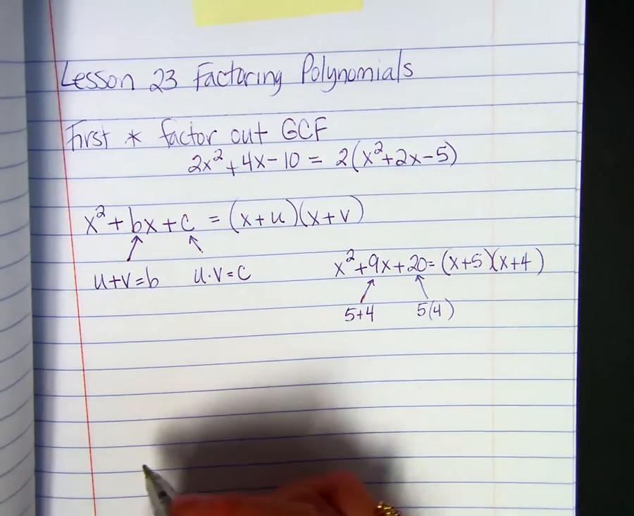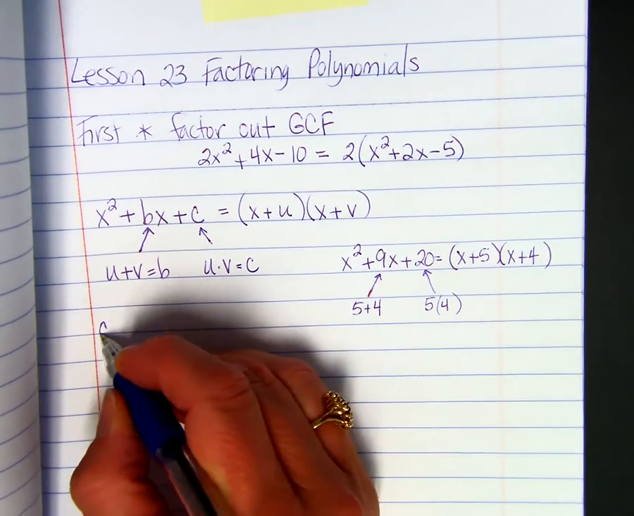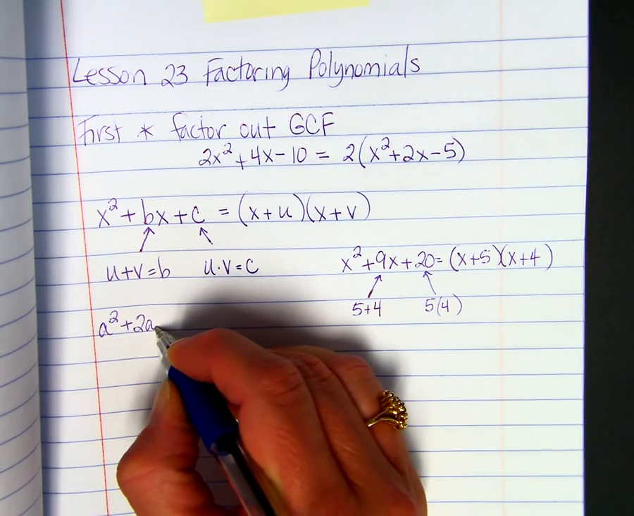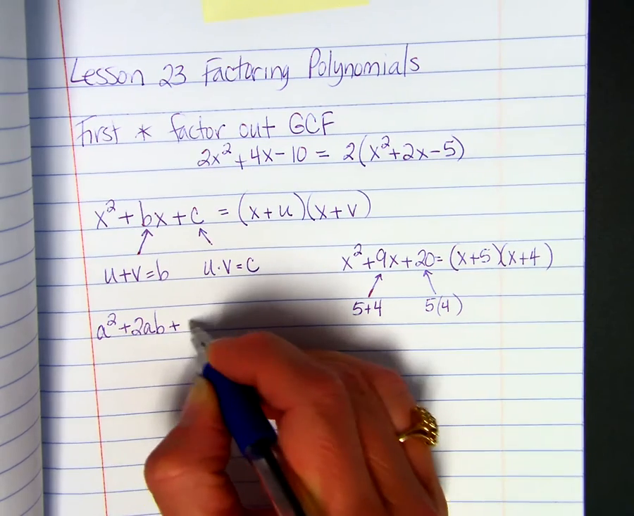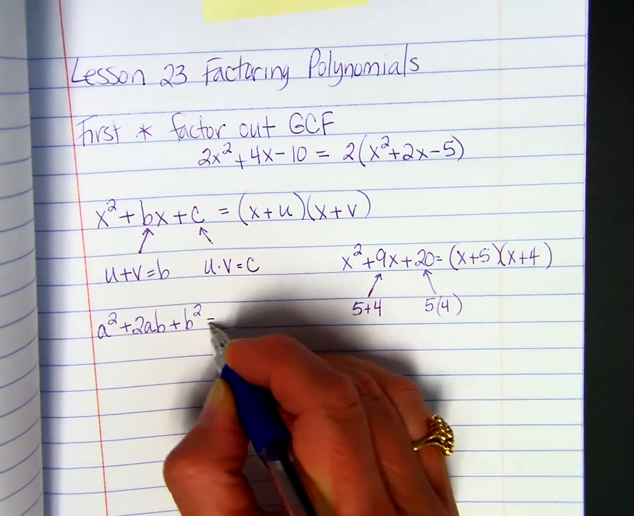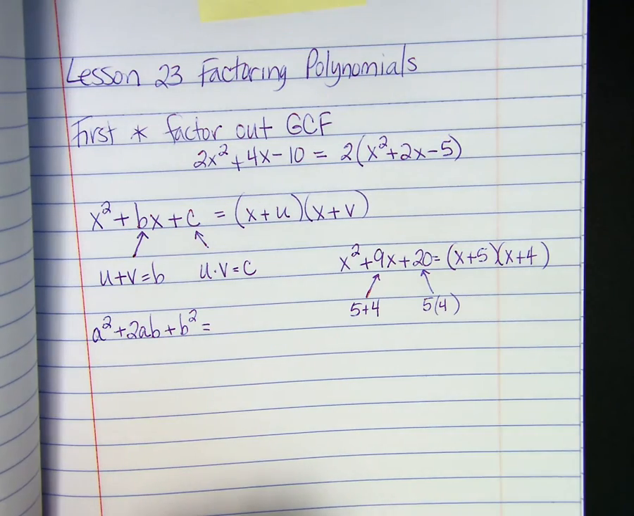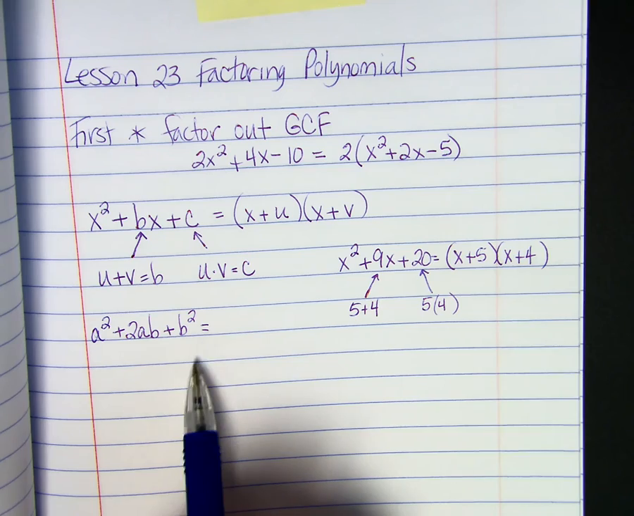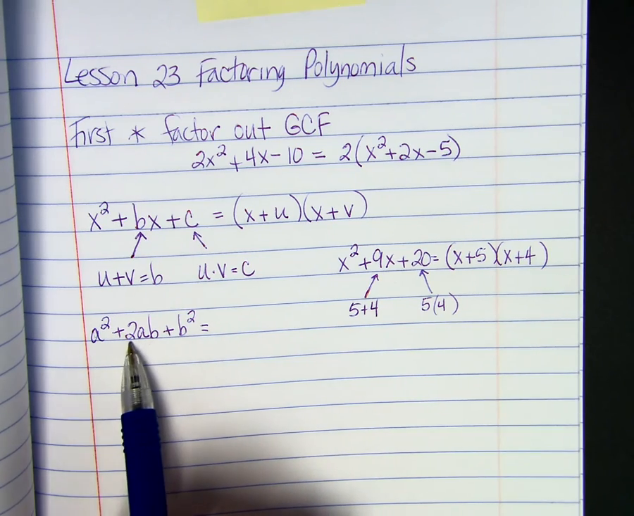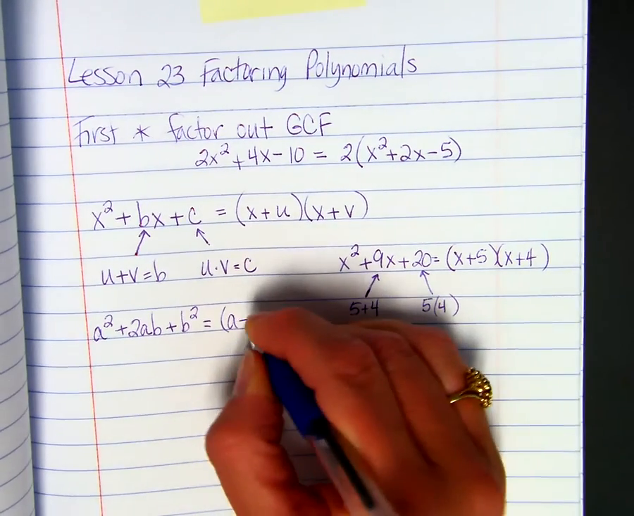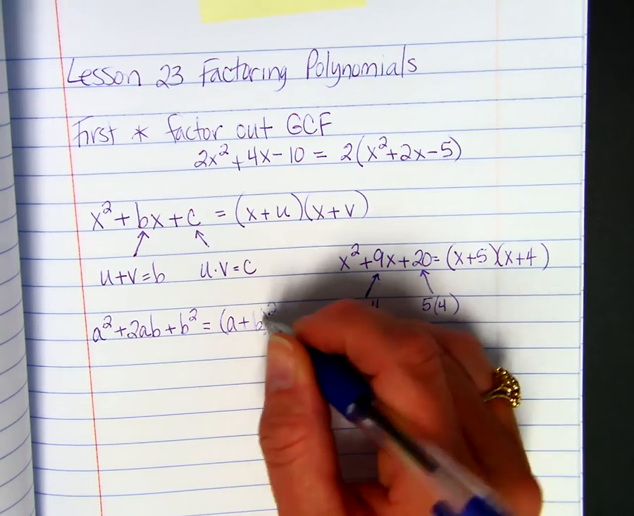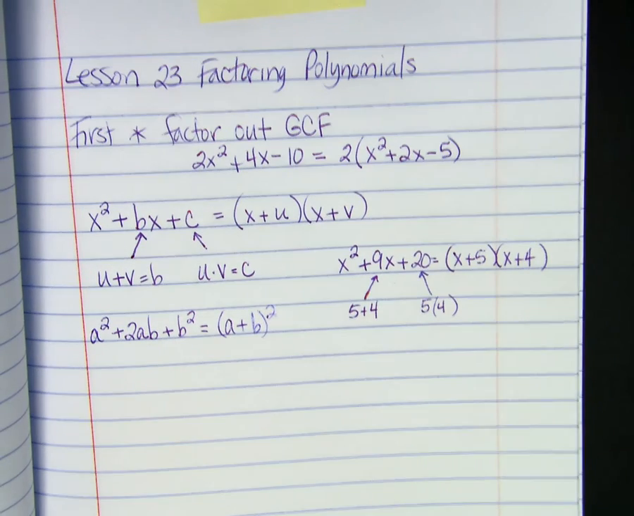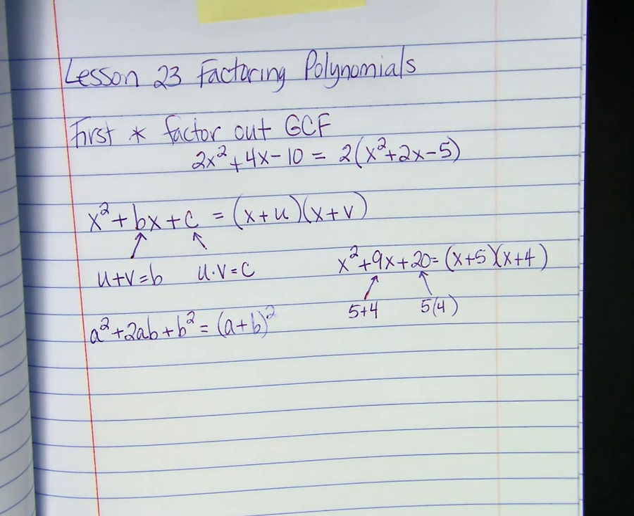And we have a few special cases where if you can see that in your polynomial. So if you notice that the first and the last terms are perfect squares, and the middle term is the square root of each multiplied together times 2, then you automatically know it's a perfect square trinomial, and it's a plus b squared. That makes sense.